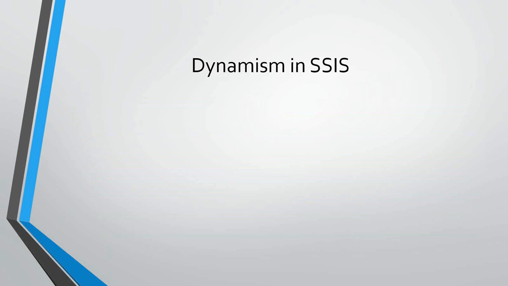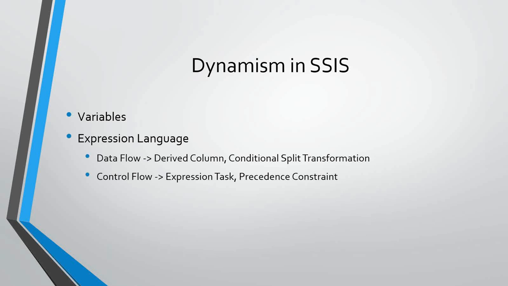Before going through each enumerator, I like to talk about dynamism in SSIS as well. In SQL Server Integration Services, you can have dynamism with three main components. The first one is variables and also parameters. With variables, you can store values into package variables, or with parameters, you can pass values between packages.